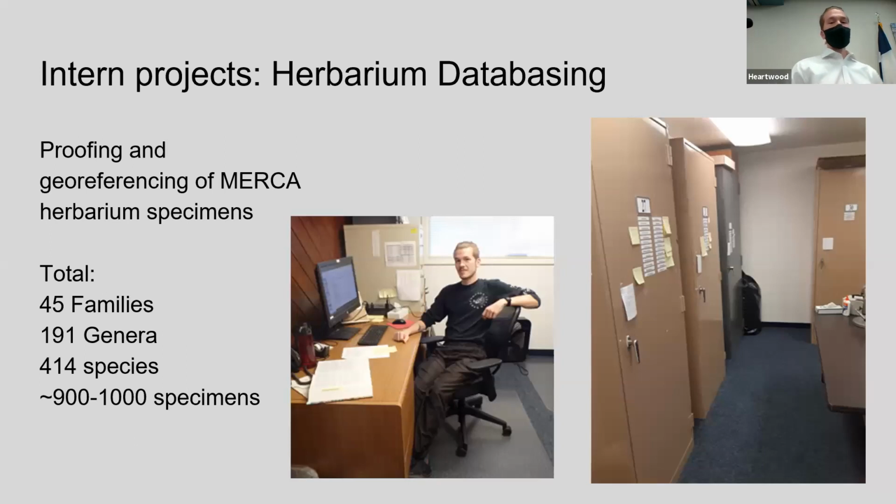So first, I'd like to go through a little bit of what I did at the Mercer Botanic Center. And that involves, as Alex was describing earlier, more herbarium databasing. And he already explained a little bit of what we did there, so I'll just run through my numbers. I was able to proof and georeference 45 families, 191 genera, and 414 species, which rounded up to about 900 to 1,000 specimens.